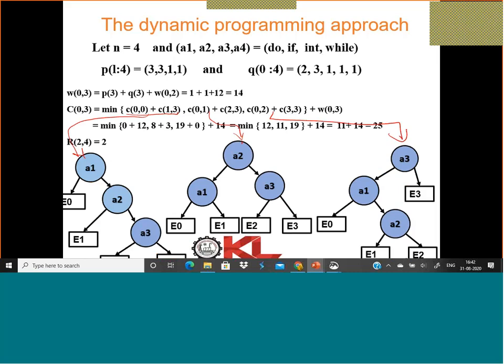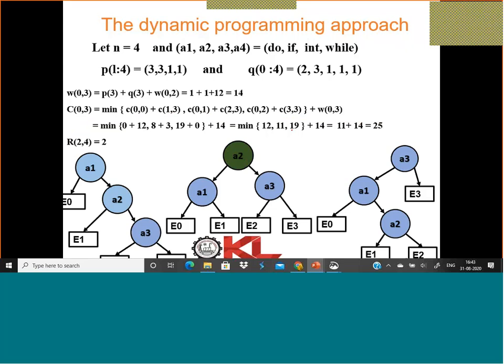So here, if I select the A1 as a root element, what is the cost I am getting? If I select the A2 as a root element, what is the total cost I am getting? Similarly, if I select the A3 as a root element. If I select the A1 as a root element, I got it 12. If I select the A2 as a root element, I got it 11. If I select the A3 as a root element, I got it 19. So among these 3 trees, which is the optimal tree? It is the 11, which is giving a lesser value. So that's why I selected the middle tree, which contains the A2 as a root element.